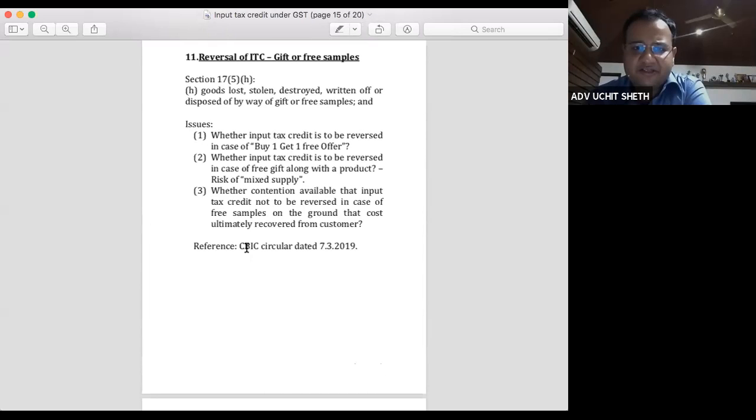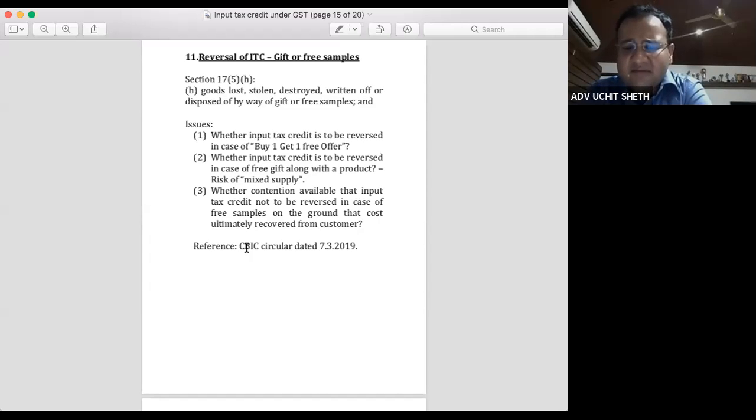Next restriction on input tax credit, which I would want to discuss, is section 17 subsection 5 clause H. It is regarding goods lost, stolen, destroyed, written off, or disposed of by way of gift or free samples. First issue, whether input tax credit is to be reversed in case of a buy one get one free offer. So if a shop sells 2 shirts, it says as a marketing strategy that on buying 1 shirt, you get the other shirt free. Question is whether I get credit of both shirts or only of 1 shirt.